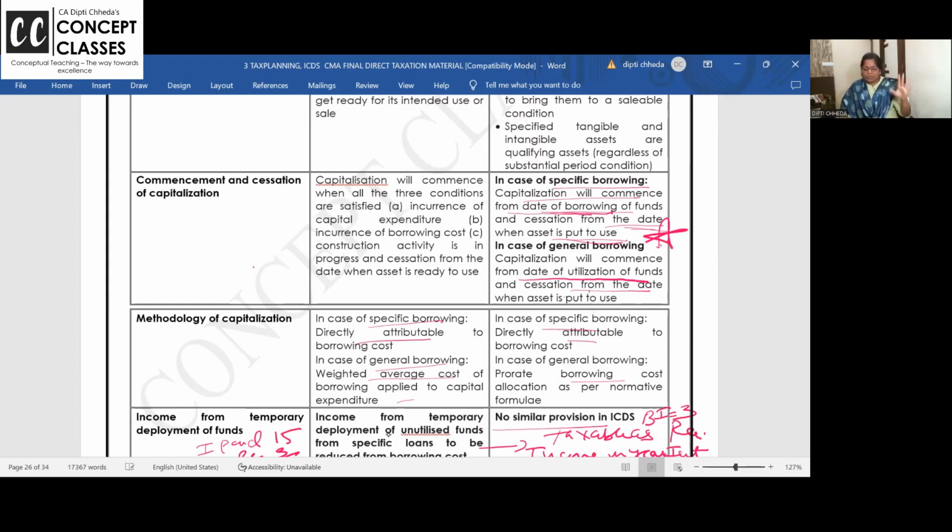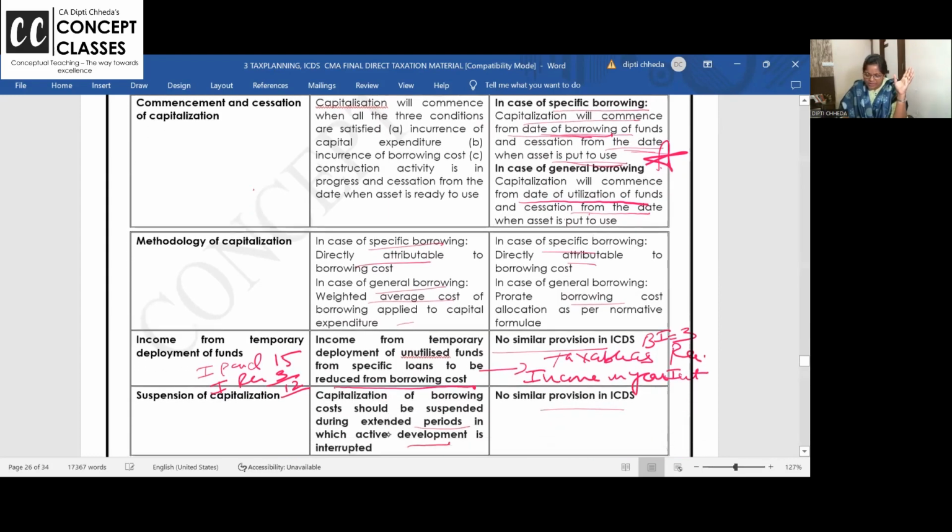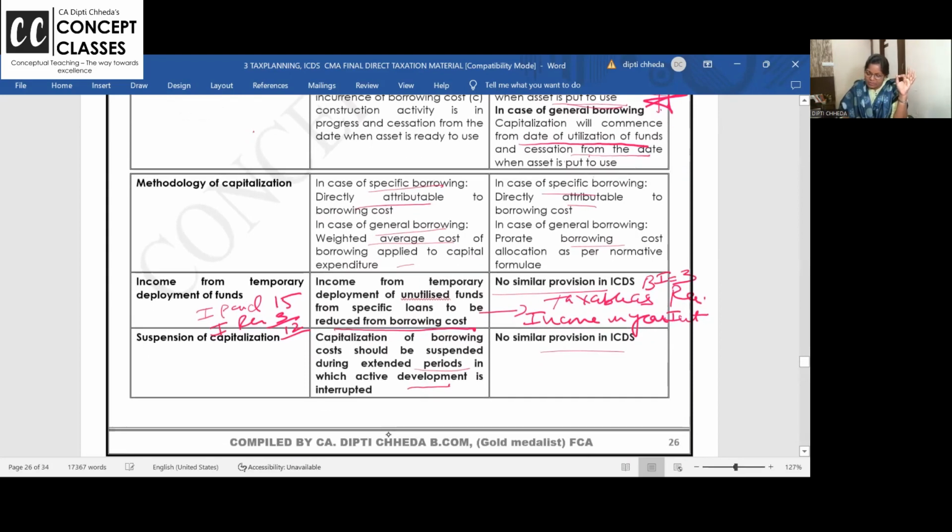Do this. Now, capitalization will commence when all the 3 conditions are satisfied. That is in the books. When you have actually incurred the cost and conditions are satisfied, only then you start the capitalization.